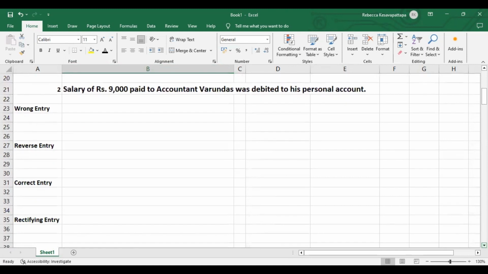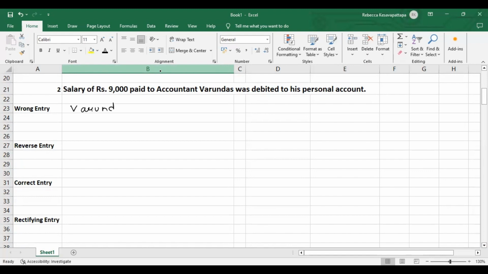Salary of rupees 9,000 paid to accountant Varun Das was debited to his personal account. Here, what has happened? Salary was paid to accountant Varun Das, but by mistake his personal account was debited. So what is the wrong entry? First, we will see that the wrong entry is, instead of debiting salary, Varun Das's personal account was debited.